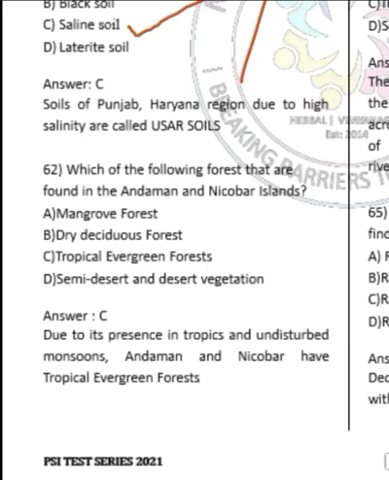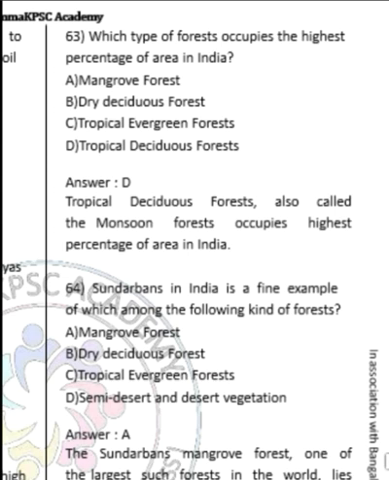Question number 62. It is asking which of the following type of forest is found in Andaman and Nicobar Islands. Answer is option C, tropical evergreen forests. So due to presence in tropics and undisturbed monsoons, Andaman and Nicobar Islands have tropical evergreen forests. Question number 63. It is asking which type of forests occupy the highest percentage of area in India. Answer is option D, tropical deciduous forest, a straightforward fact.